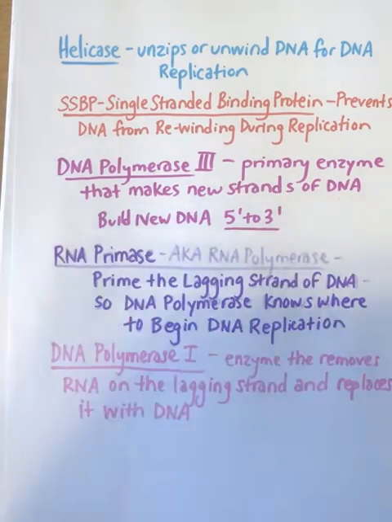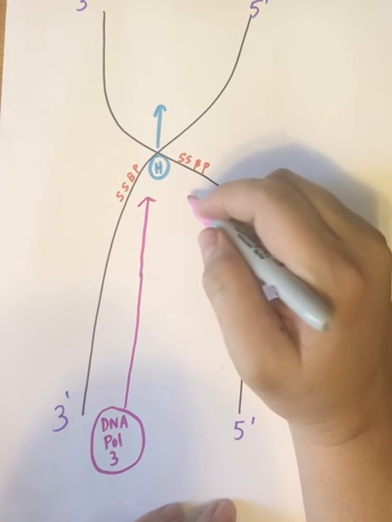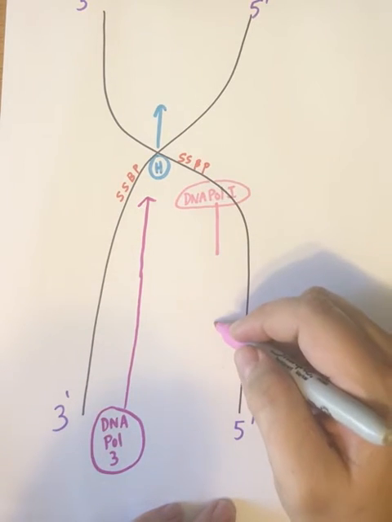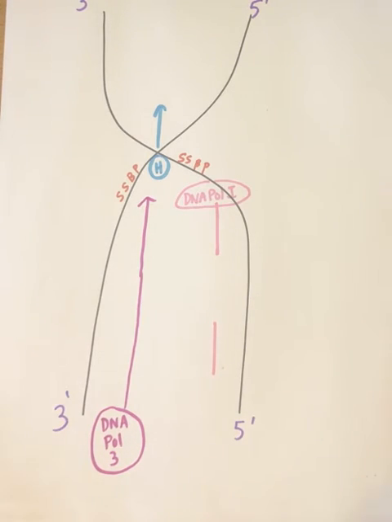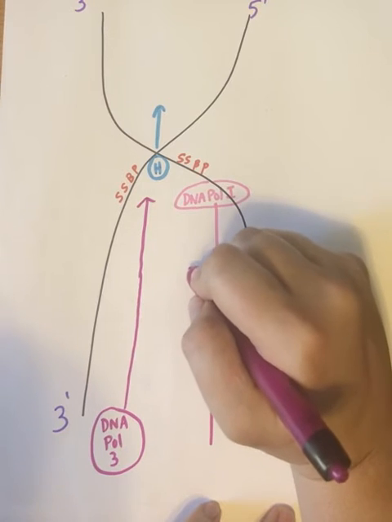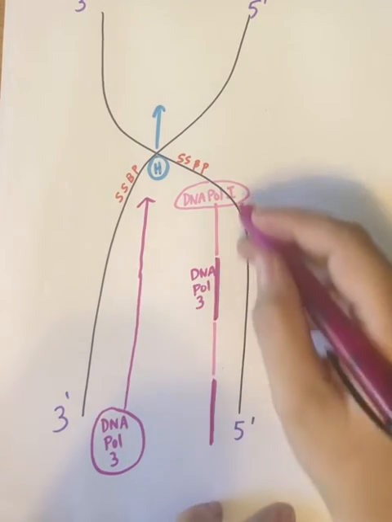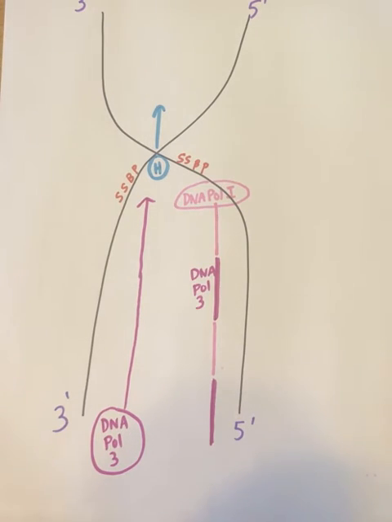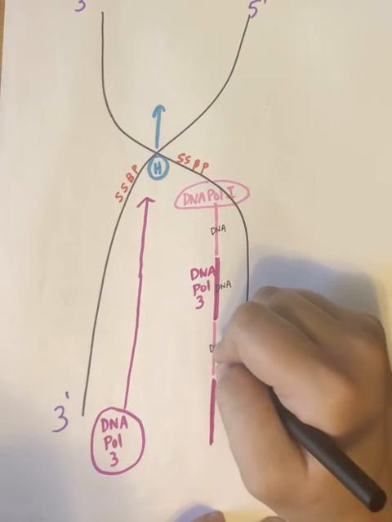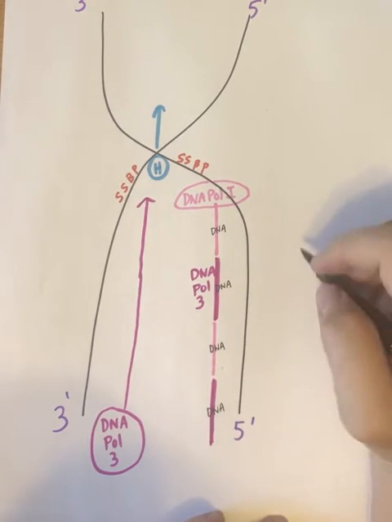So what happens on the lagging strand is now you have DNA from DNA polymerase I that replaces the RNA, and you still have DNA polymerase III. So now you have 2 enzymes. DNA polymerase III did the original DNA, and DNA polymerase I replaced all the RNA. So you have DNA from DNA polymerase I, you have DNA from polymerase III, you still have DNA from polymerase I, and DNA. Now, you still have Okazaki fragments.